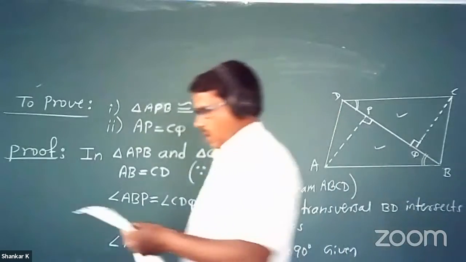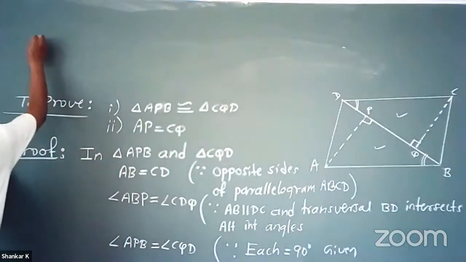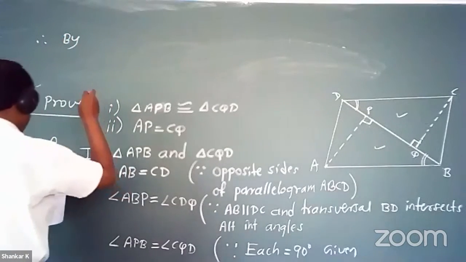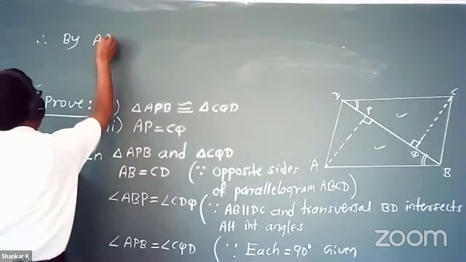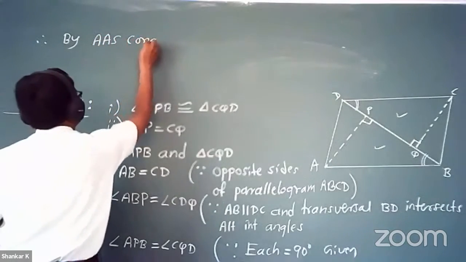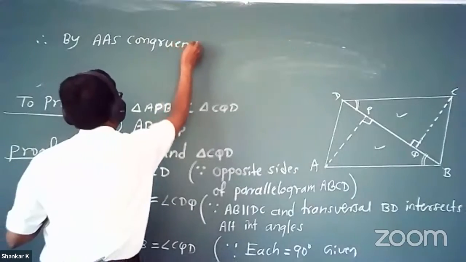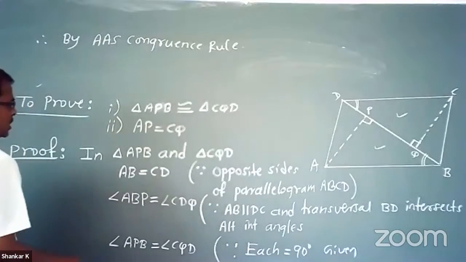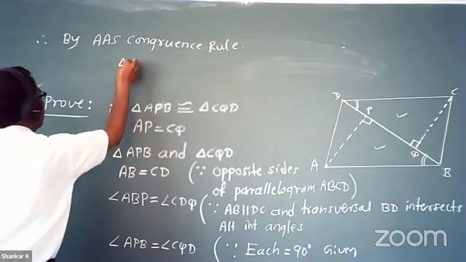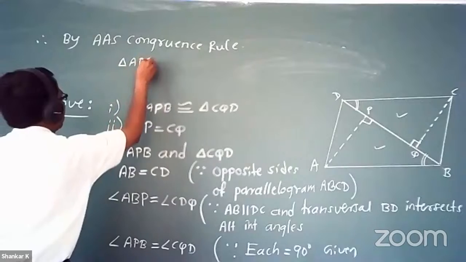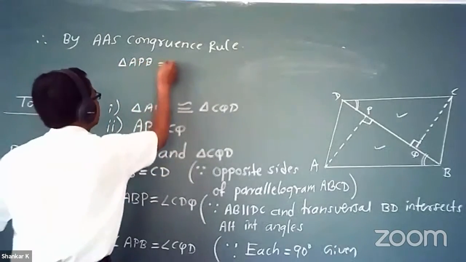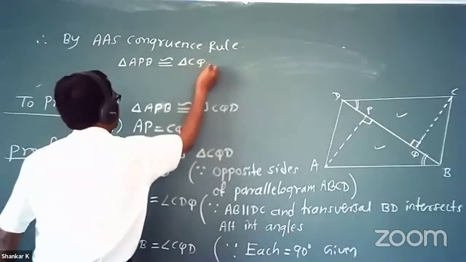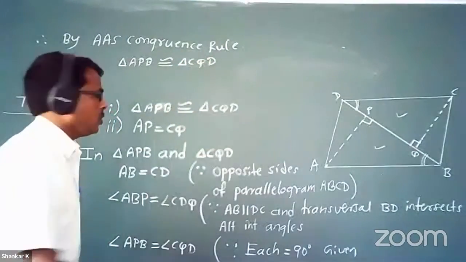Therefore, by AAS congruent rule, both the triangles are congruent. Which triangle? This triangle ACB is congruent to triangle CQD. First part proceed over.